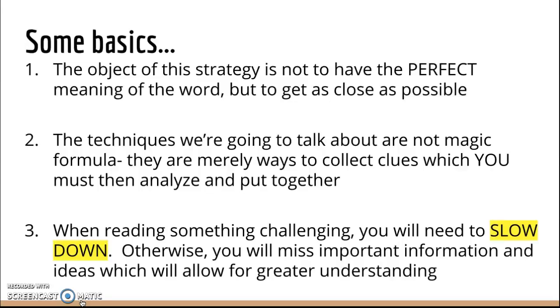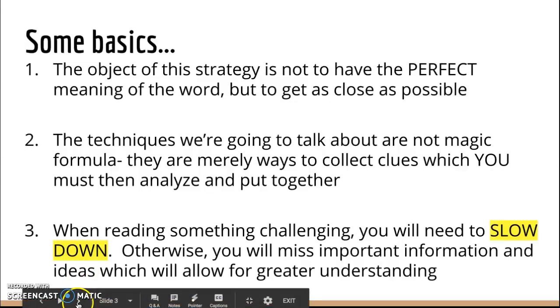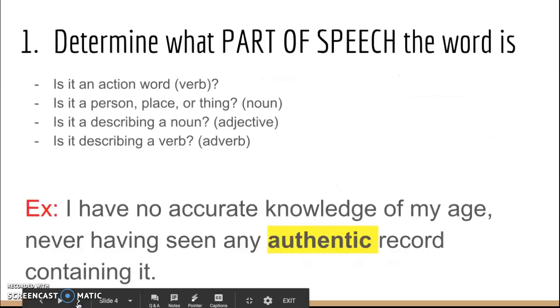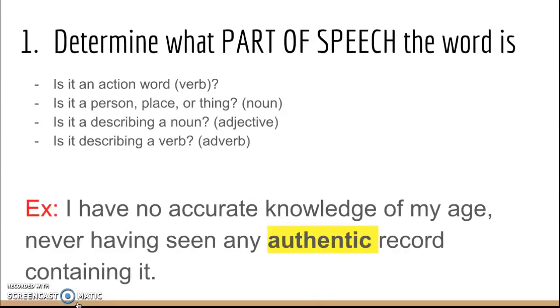on. All right. So the first thing that we want to do if we're trying to figure out what a word means in context is determine what part of speech the word is. Is it a verb? Is it a noun? Is it an adjective? Or is it an adverb? We do this so that when we eventually try to come up with a word or a synonym to replace that word with, it's the same part of speech, so all the ideas flow together correctly.